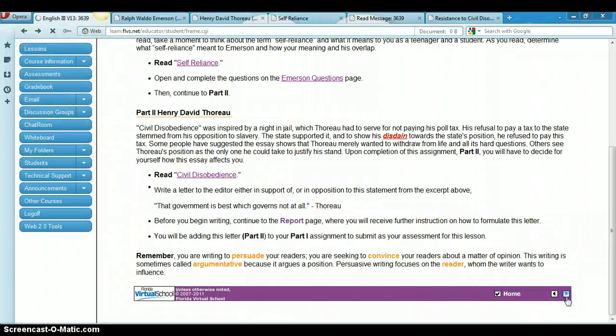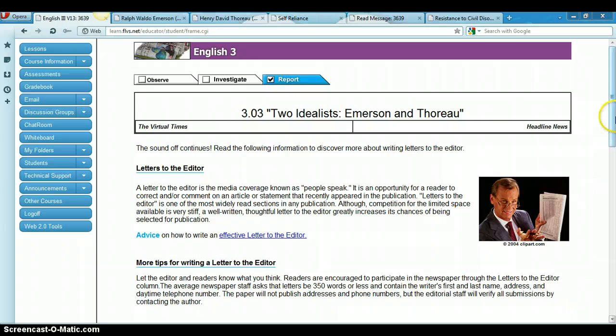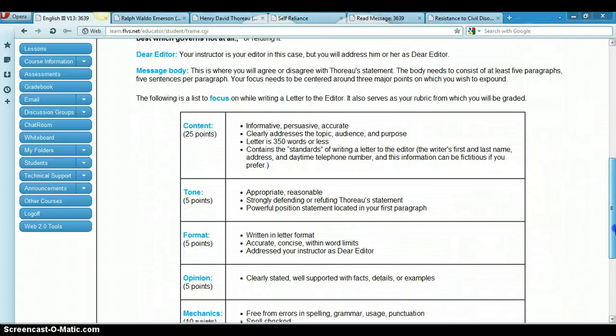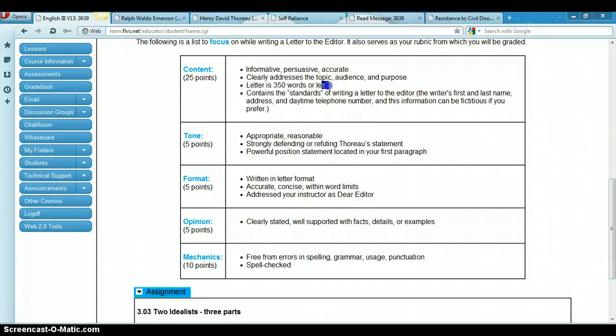Okay, let's move right along. Oh, and then here's the rubric for this. It tells you the letter is 350 words or less. I don't really care about that. I really just want you to be informative, persuasive, and accurate. So please don't worry about this word count thing.